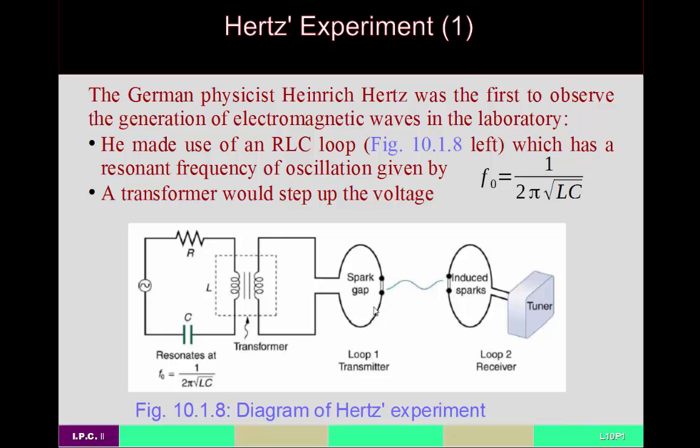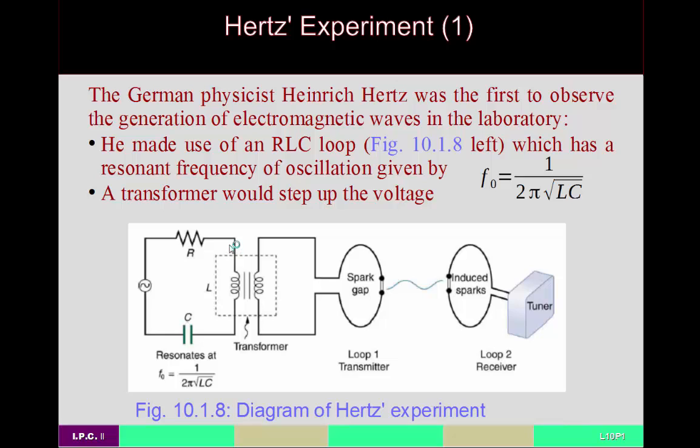This loop has a spark gap. That means there's a ball and a ball here with some distance between the two. Charge can build up on the two until sparking happens. On the other side of his laboratory, he made a second spark gap, basically identical to this one, and a tuner, essentially identical to all this, but with the ability to tune the resonant frequency. So what's the resonant frequency of this RLC circuit?